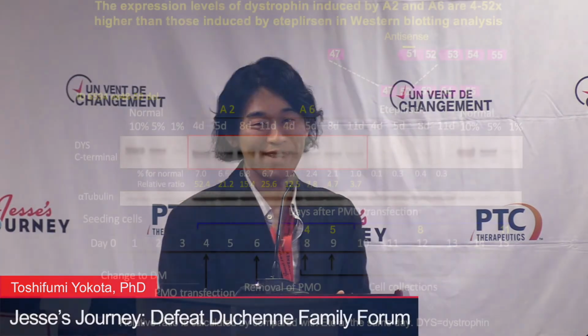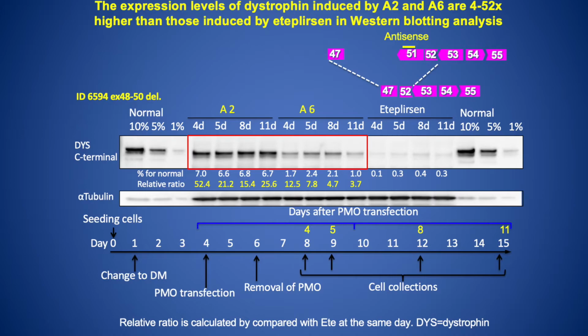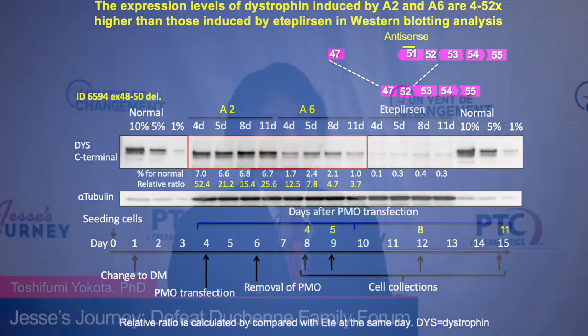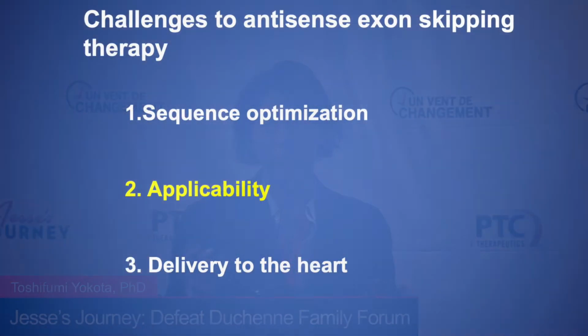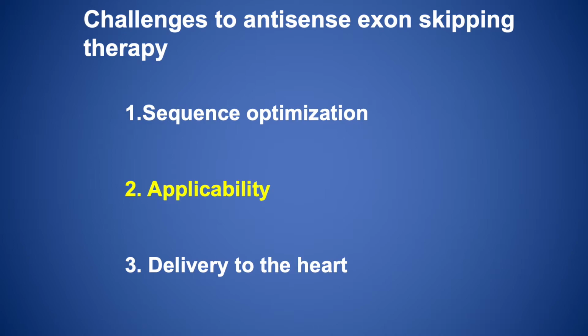It's a bit provocative in front of the therapeutics representatives, but we identified new antisense oligo sequences called A2 and A6. They worked 10 times better in terms of dystrophin restoration compared to eteplirsen. So this is quite striking. Hopefully we can move forward with improved sequences of antisense oligos, and exon skipping has much room to improve in terms of the antisense oligo sequence. So that is my take-home message.